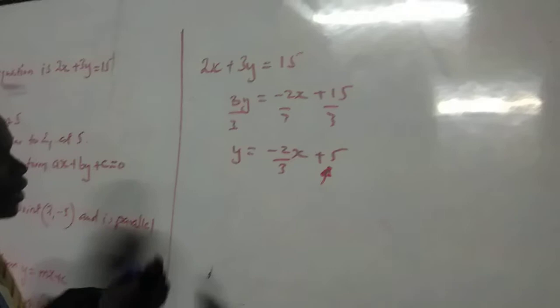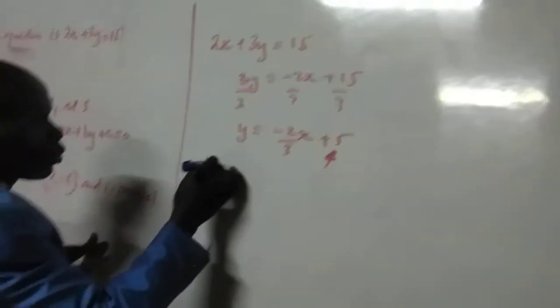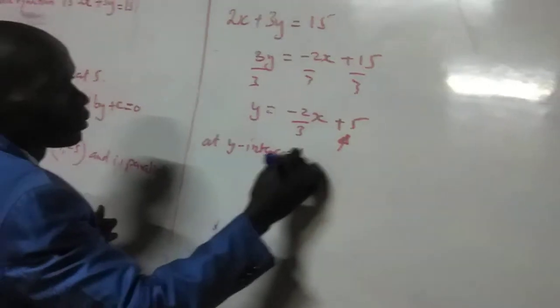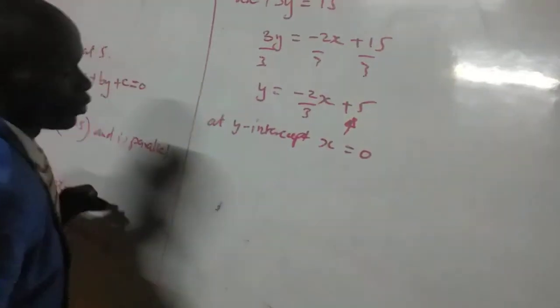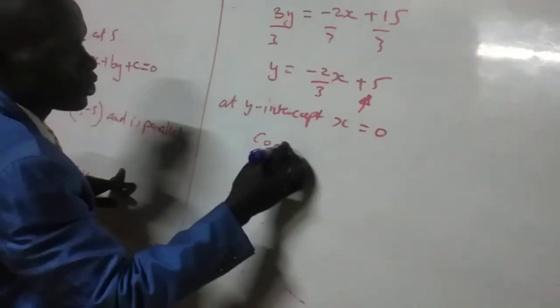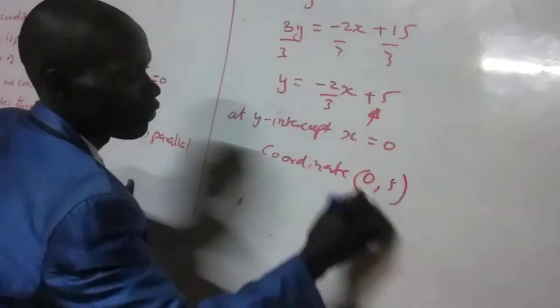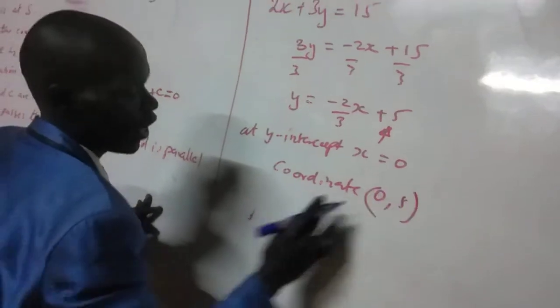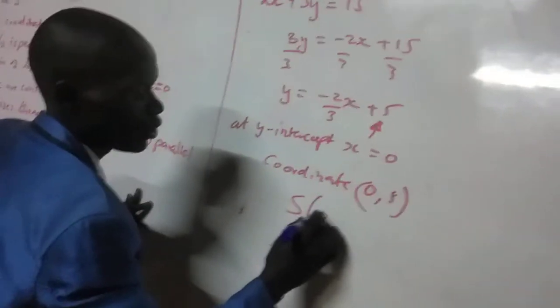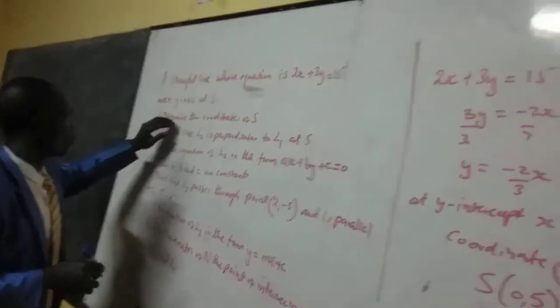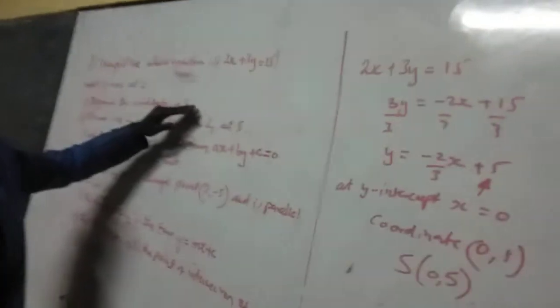And we say that at the y-intercept, x is equal to 0. Therefore, the coordinate will be 0, 5. So the coordinate of S is the point 0, 5. That is the coordinate of S. That's what you are asked to determine, the coordinate of S.